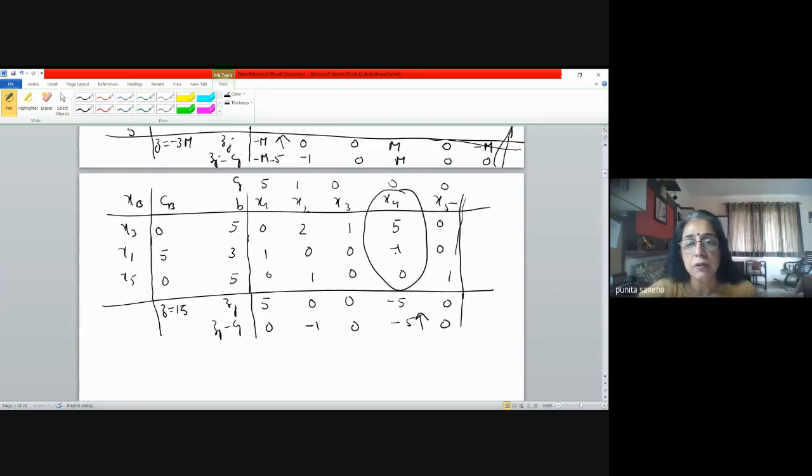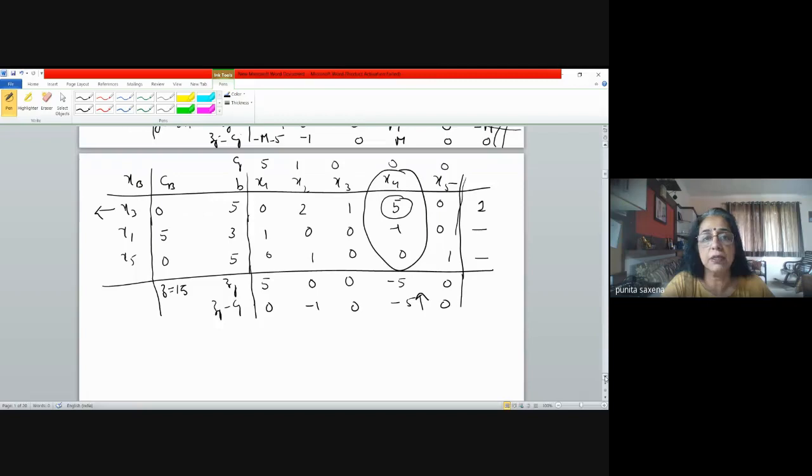Now if x4 enters, I observe that in this column one value is already negative and one value is 0. So we don't have to consider the ratio for these two elements, which means x1 and x5 will not leave the basis. The only option left to leave the basis is x3, and you can see the ratio here is 1. So x3 leaves the basis and x4 enters the basis, and your 5 becomes your key element. Now we come to the next table.